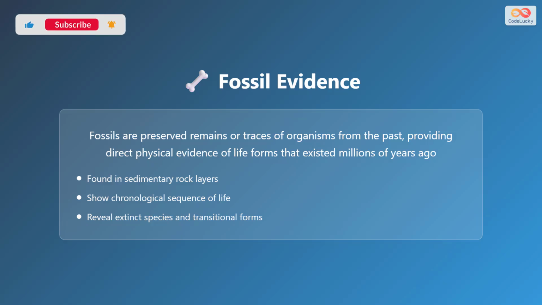Fossils are preserved remains or traces of organisms from the past, giving us direct physical evidence of ancient life forms. These fossils are typically found in sedimentary rock layers, which form in a chronological sequence over millions of years. By studying fossils in different rock layers, scientists can observe a clear chronological sequence of life on Earth. The fossil record reveals extinct species that no longer exist today, and importantly, it shows transitional forms, organisms that share characteristics of 2 different groups, demonstrating evolutionary change over time.